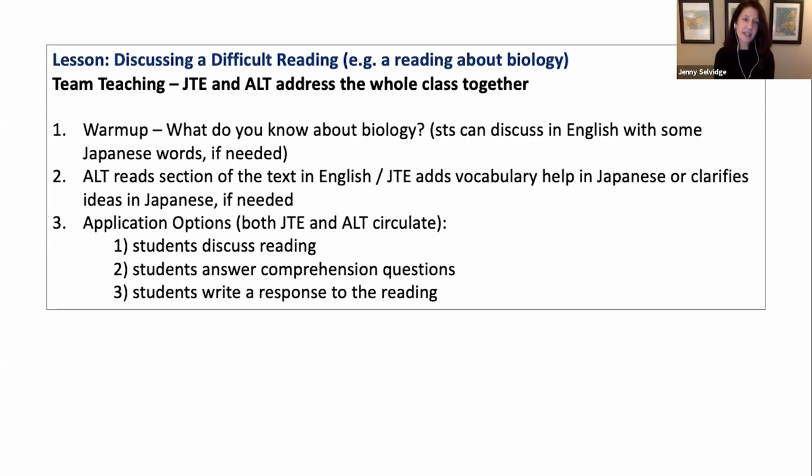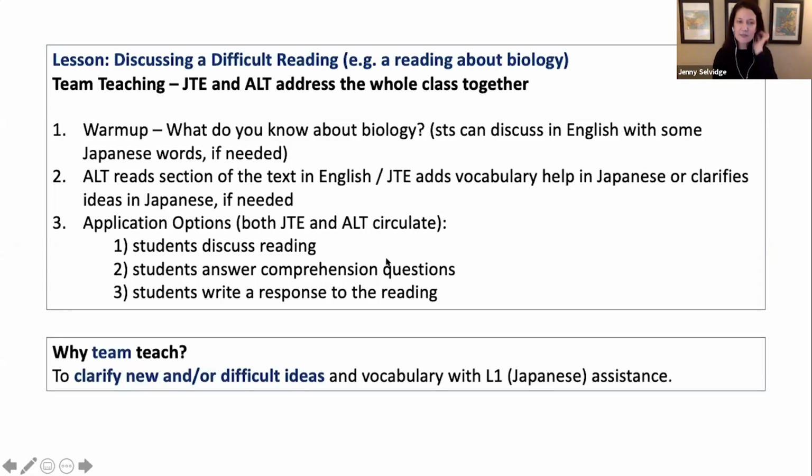Maybe the ALT then reads a section of the text in English. And then while they do that, maybe the JTE jumps in every once in a while to add some vocabulary help. Maybe say, oh, you know that word in Japanese? No, it's this. Or if there's a really difficult idea, the JTE can jump in and do a little bit of an explanation. So it really is a dynamic back and forth. And then you would have, of course, some application options after that. Maybe students discuss the reading or answer comprehension questions, write a response.